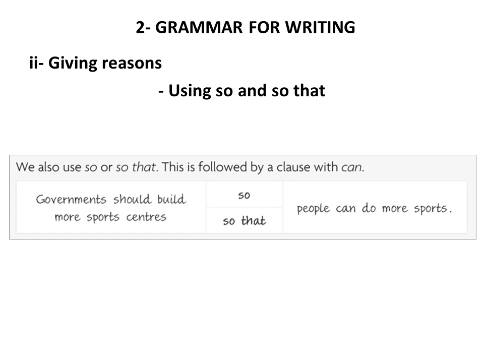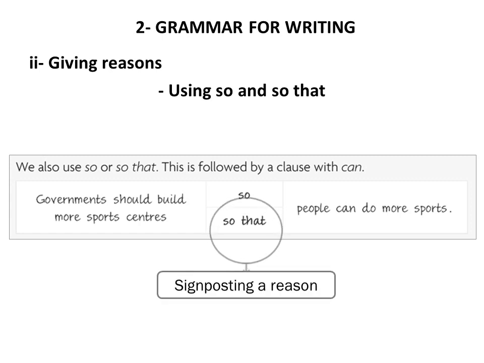The difference between to and in order to, and so and so that, is that after so and so that, a clause with can should follow. A complete sentence using the verb can, we have to use following so and so that. And these are the signposting phrases used to signpost a reason. Why should governments build more sports centers? So people can do more sports, or so that people can do more sports.